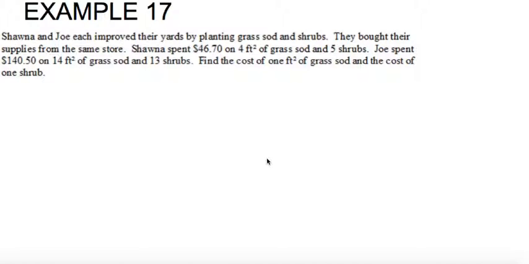Alright, example 17, solve the linear system in word problem format. First thing we want to do is read the problem and then highlight key information. So we have Shauna and Joe each improved their yard by planting grass sod and shrubs. They bought their supplies from the same store.